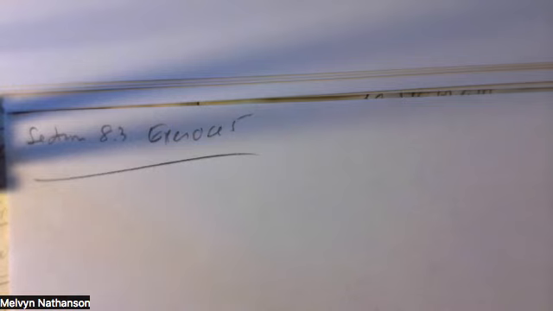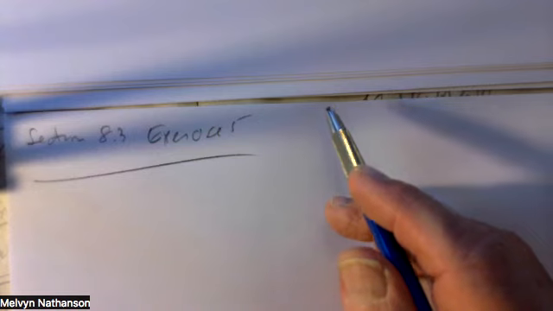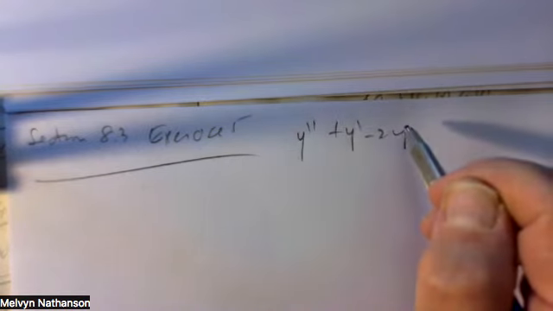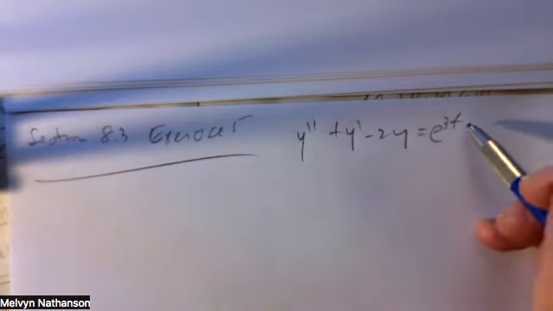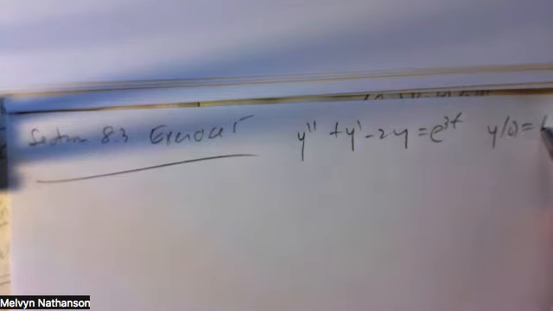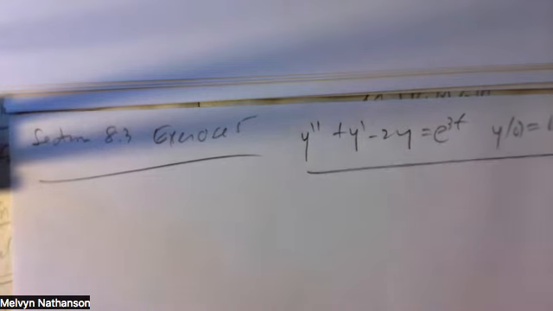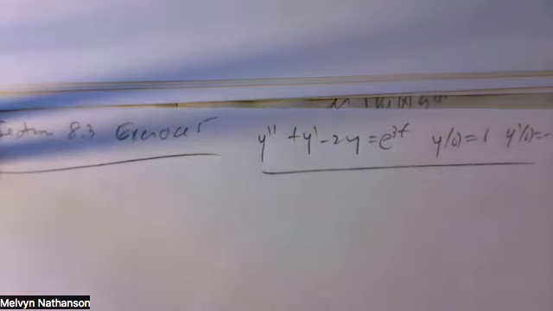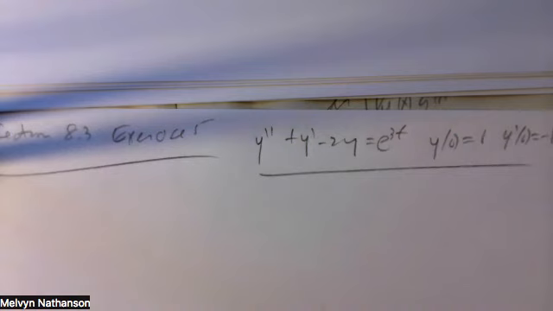So 8.3, problem 5, is to solve the differential equation y double prime plus y prime minus 2y equals e to the 3t, with the initial conditions that y of 0 is 1 and y prime of 0 is minus 1. So that's our problem. We're told to use the method of Laplace transforms to solve this problem.